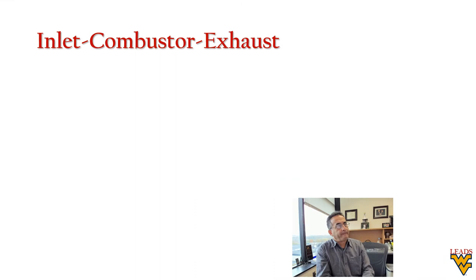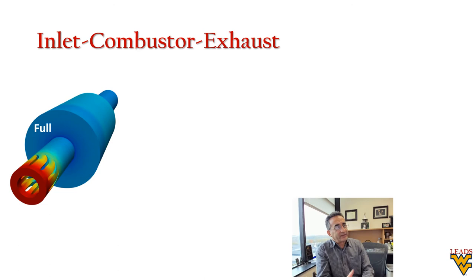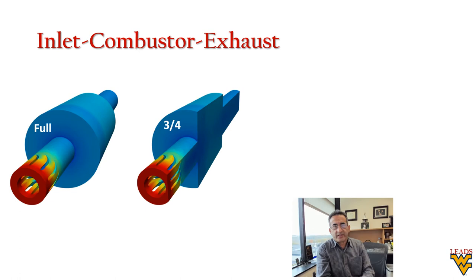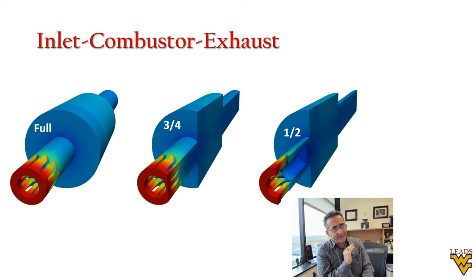So the combustor has an inlet, process inlet, combustor, and exhaust, and what I will be showing you is the figure. This is a full figure of it. This is a three-quarter cross-section, so you can see what happens inside. This is a half cross-section, and this is a quarter cross-section.